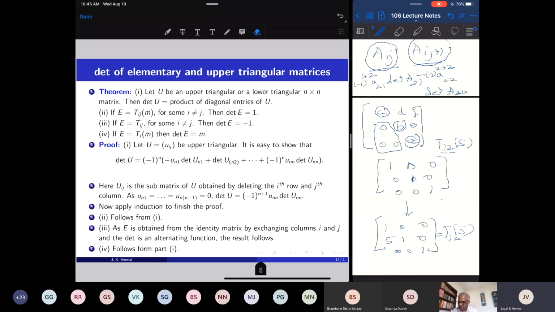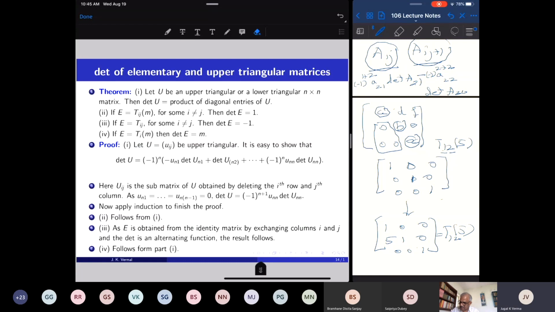So the three facts about elementary matrices follow. If the third operation changes the determinant to m, that is, if I multiply the ith row by m, then I have an upper triangular matrix, a diagonal matrix whose entries are 1, 1, 1, and the ii entry is m, and therefore the determinant of this upper triangular matrix is simply the product of diagonal entries, which is m.